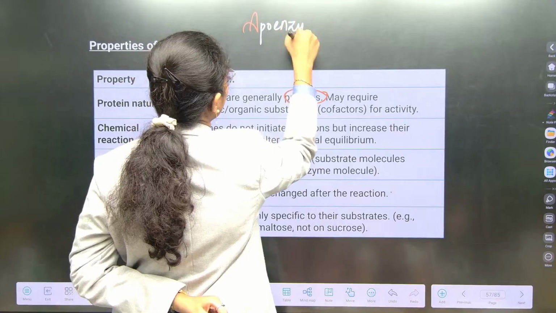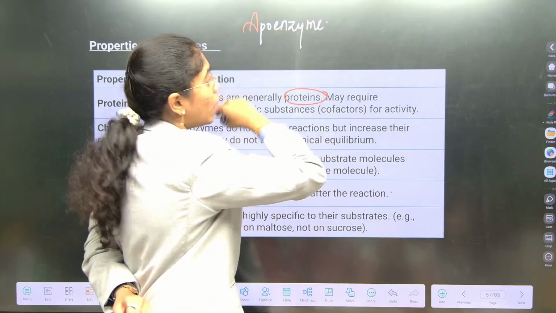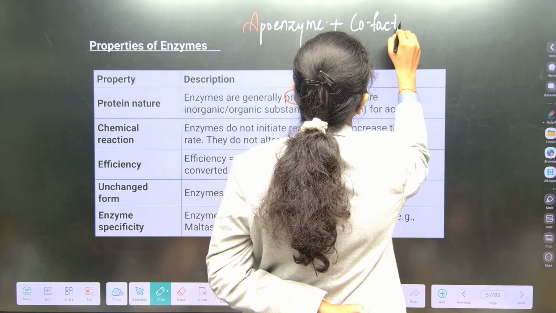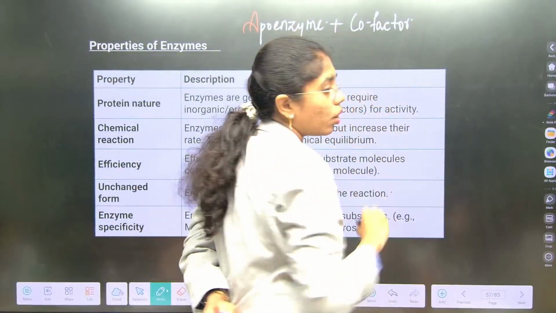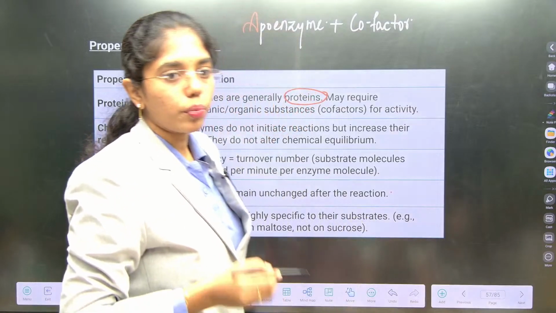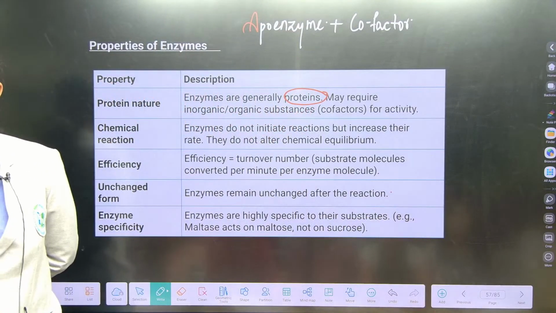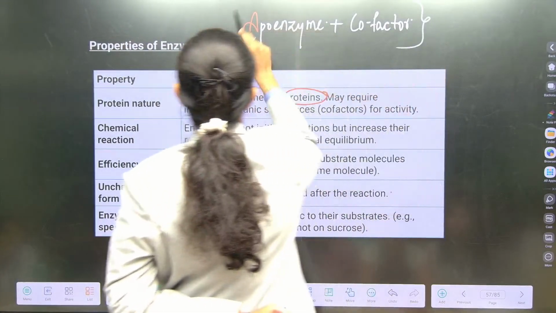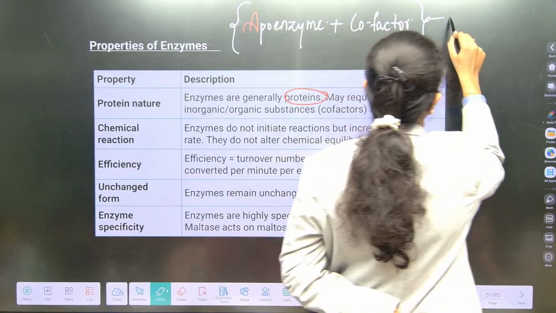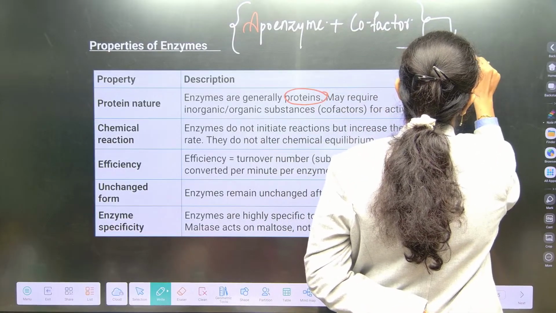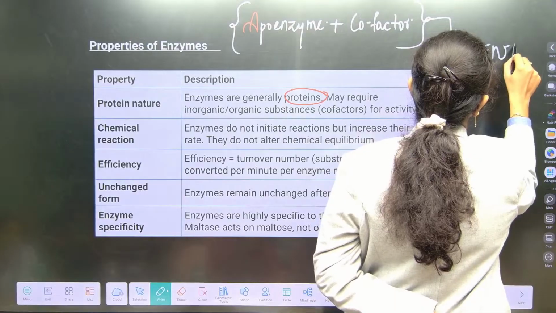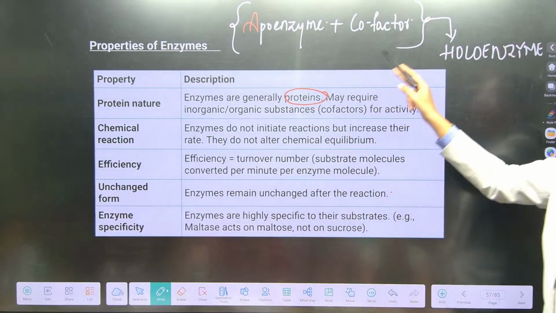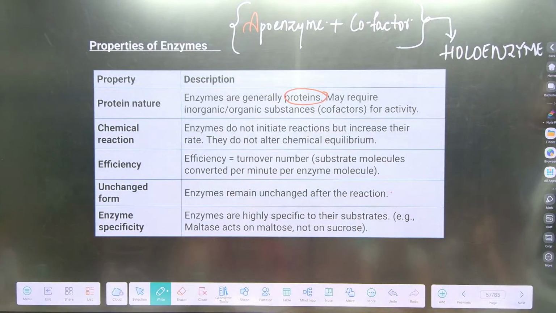Apoenzyme is the protein part of the enzyme. Along with apoenzyme, cofactor will be present. This cofactor can be a prosthetic group, it can be a vitamin, it can be coenzyme, it can be anything. So here apoenzyme along with cofactor is addressed as holoenzyme. Protein part is apoenzyme, non-protein part is cofactor. We'll learn about it.